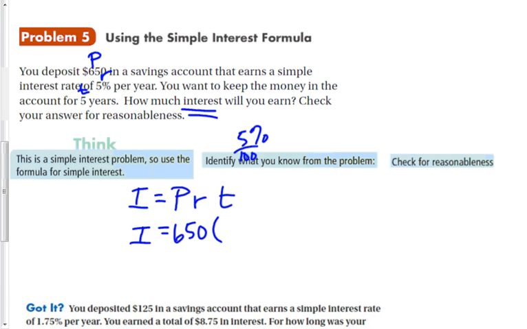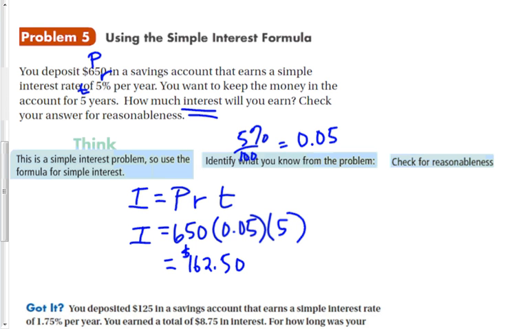We do that by dividing by 100, and that's 0.05. And then we multiply that by the time, which is 5 years. And if you multiply that out, you should get 162.50. That's how much interest you earn in those 5 years, $162.50. All right, I'm going to let you try that.